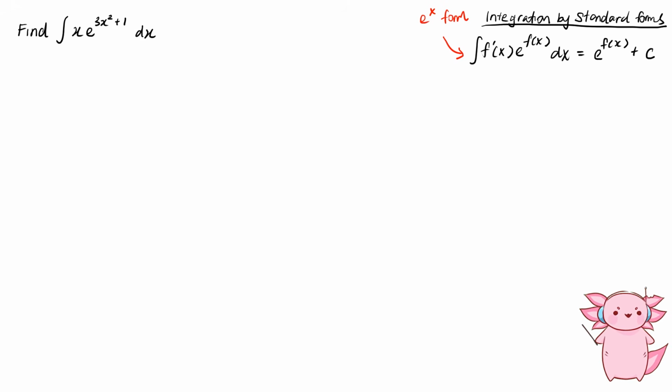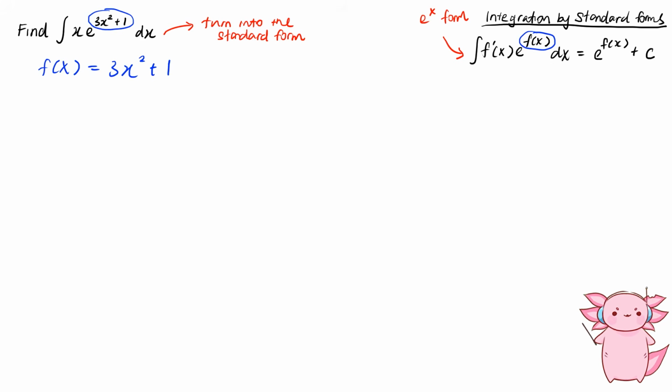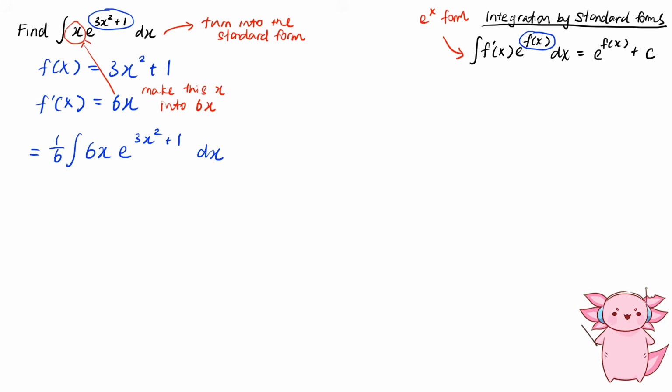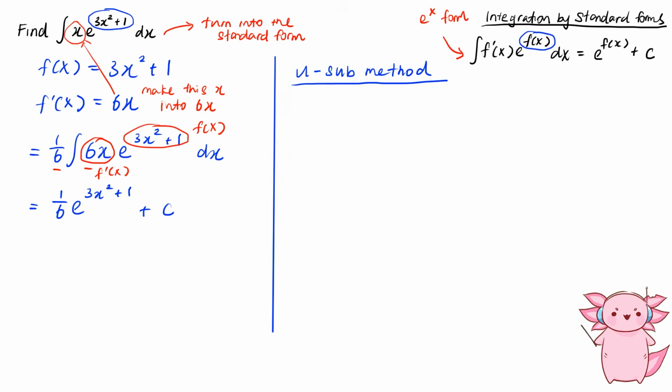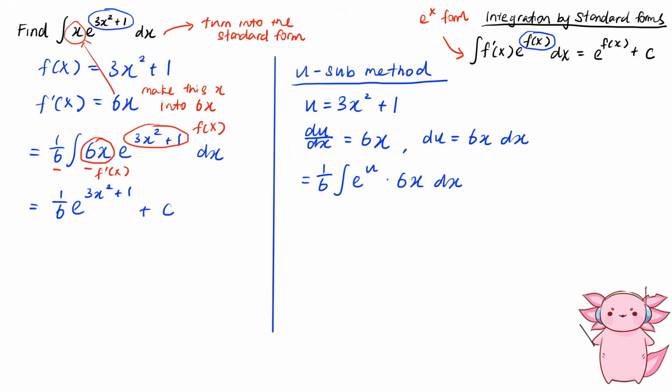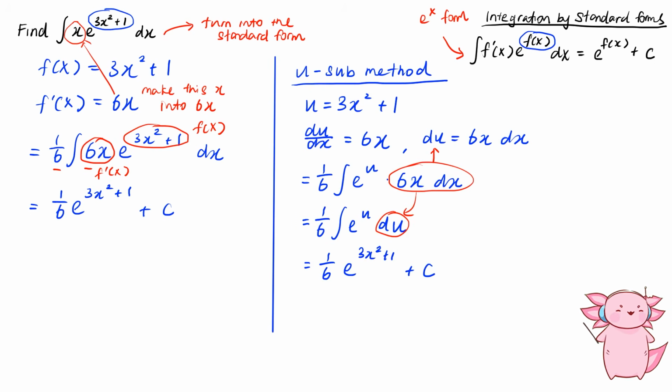Let's move on to integration by standard forms, where this is the standard form for the e to the power of x integration. Let's try to turn this equation into this form. So since f of x equals 3x squared plus 1, f prime of x equals 6x. Then we just want to turn this x over here into 6x. So we multiply the outside by 1 over 6, and this becomes 6x, so it cancels out. And then we have our final answer. This can also be done using u substitution, where if we let u equal 3x squared plus 1, you can see that this 6x dx here can be written as du instead, which gives us the final answer as well.